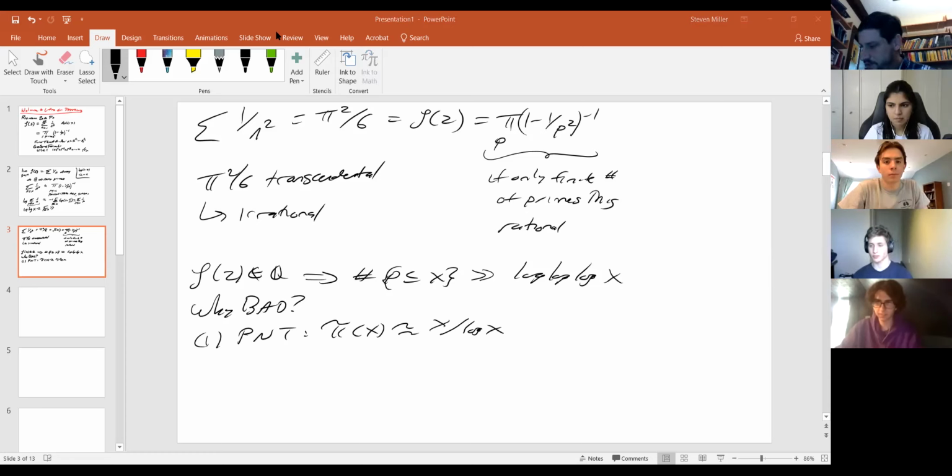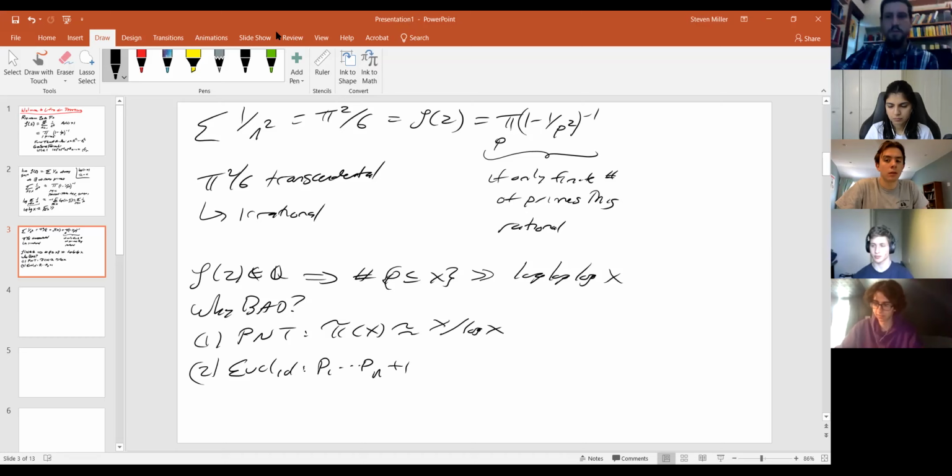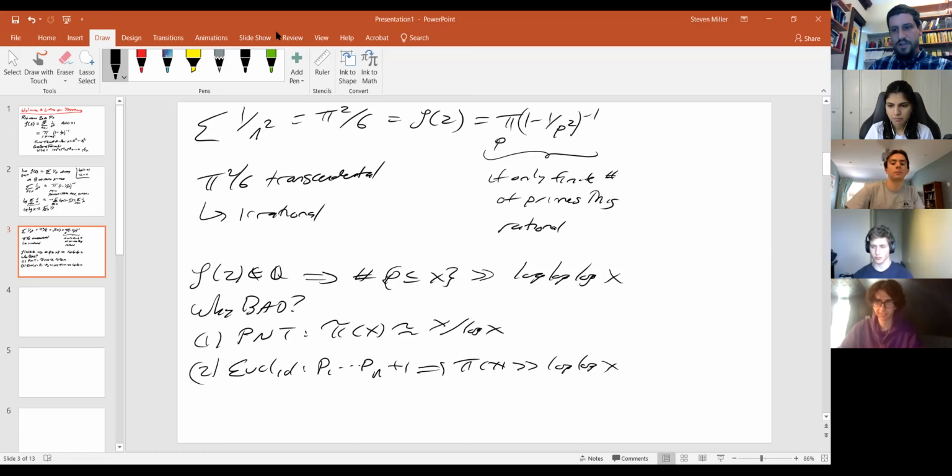If you are familiar with Euclid and his proof, if there's only finitely many primes, multiply them all together and add 1, and that's either prime or divisible by something on the list, that leads to pi of x being greater than log x. So it's worse than Euclid.